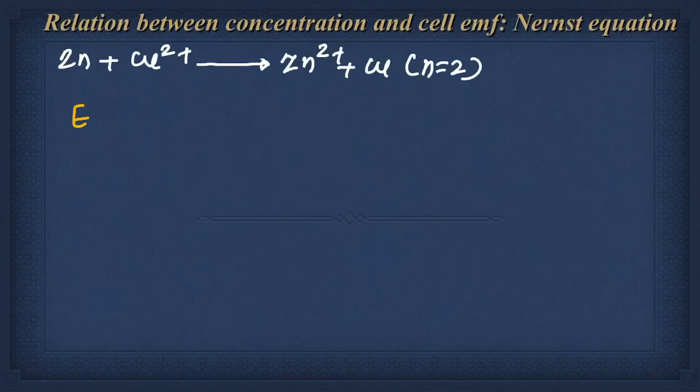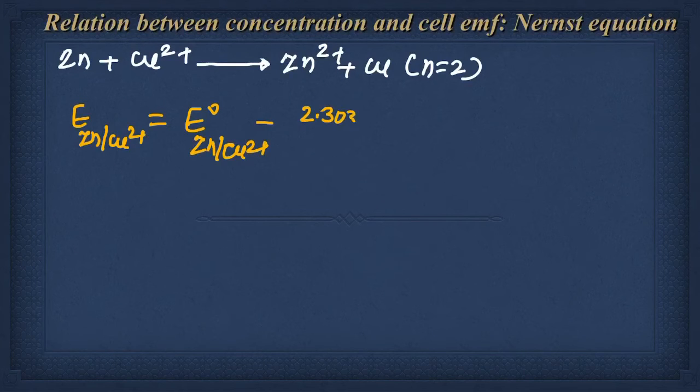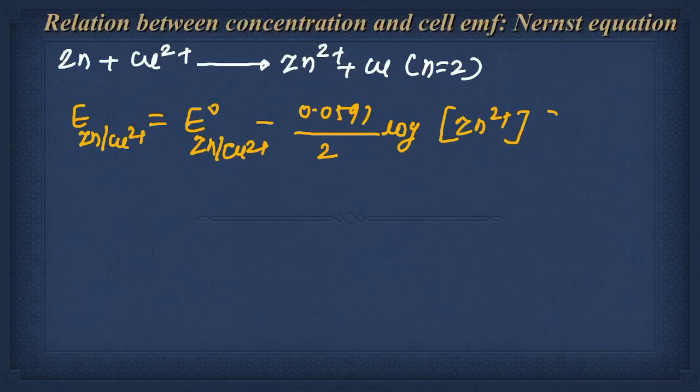So E cell, where cell means zinc oxidation and copper reduction, is equal to E standard Zn/Cu2+ minus 0.0591, directly we can write here, divided by n, the number of electrons involved in this process, that is 2, log of the concentration of the product Zn2+, which is present on the product side, and copper, which is also present on the product side, divided by the concentration of the reactant zinc and Cu2+.